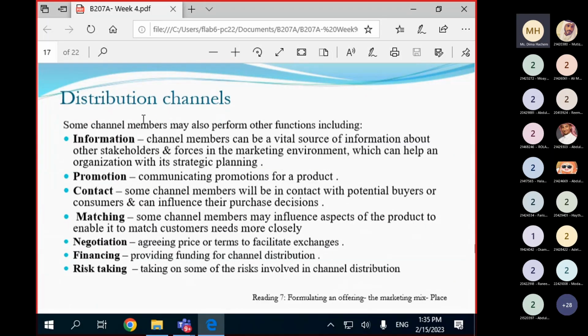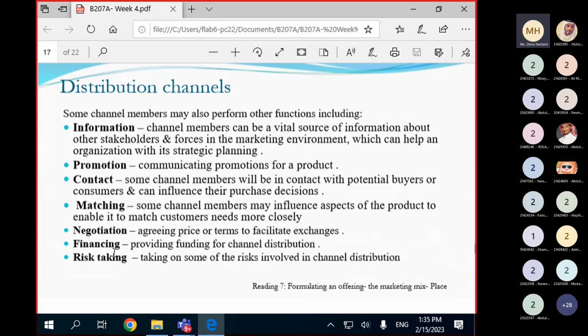So the distribution channels have some functions to do. They have some information to share. They have some promotions to share. They contact each other, and they contact buyers. They match demand and supply. They negotiate, they finance, and they take the risk. Okay, now remember these words as we are discussing the next slide. They will make more sense to you.